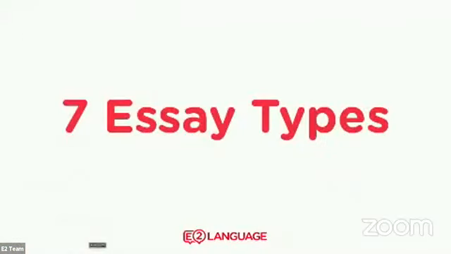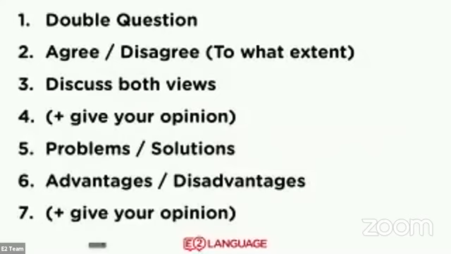Cool. Let's get started. So there are 7 essay types in IELTS that you might see, whether you're academic or general, okay? These are the 7. So the first one's called double question. Second one, agree, disagree, or to what extent. Third one, discuss both views. Fourth one is discuss both views and give your opinion. The 5th one is discuss the problems and the solutions. Number 6 is discuss the advantages and disadvantages. And number 7 is discuss the advantages and disadvantages and give your opinion about which one you think is best.